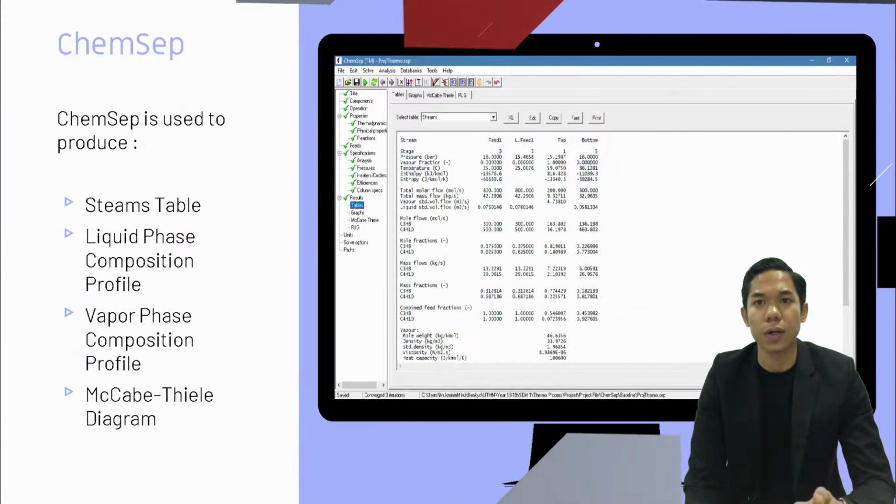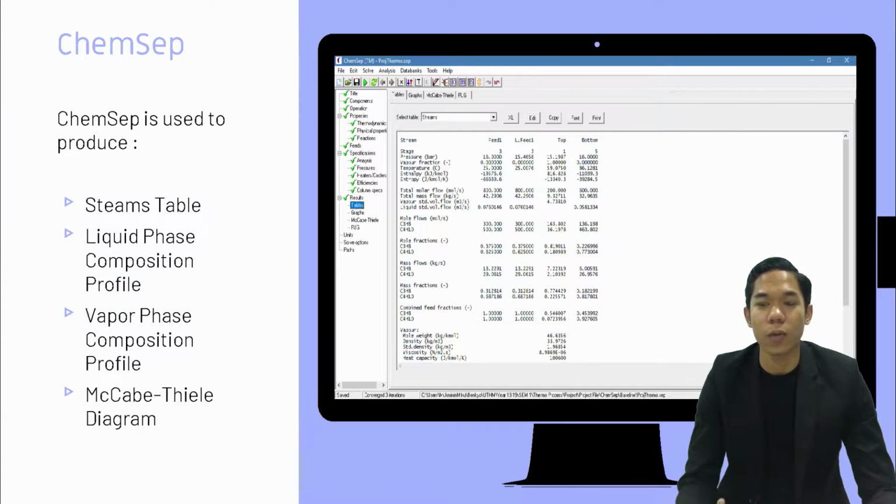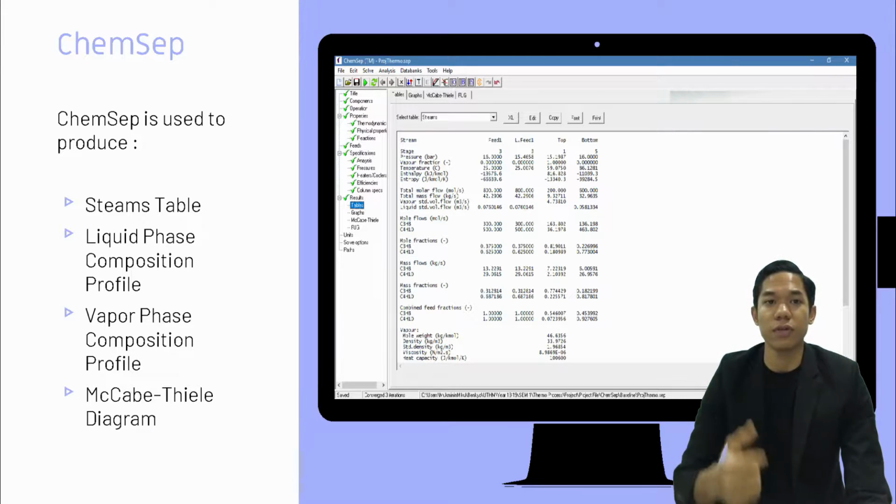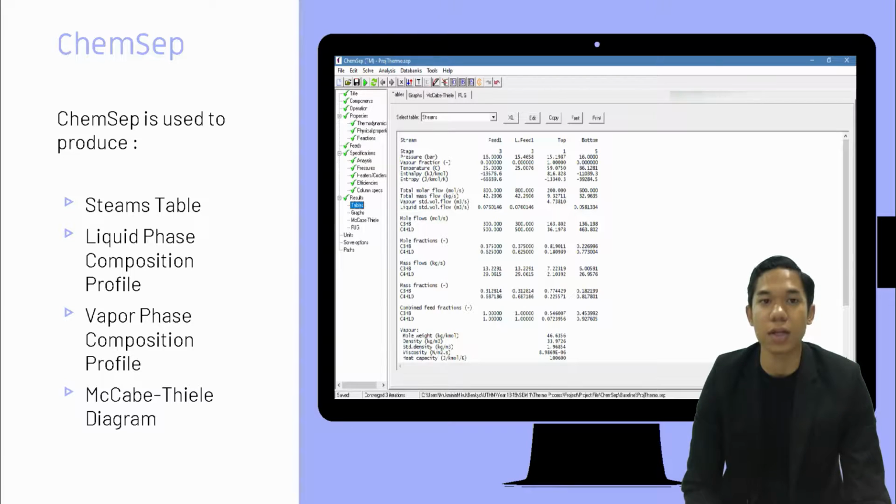So why do we use ChemSet? ChemSet is used to produce the steam table, liquid phase composition profile, vapor phase composition profile, and lastly the McCabe-Thiele diagram. So that is all for me.